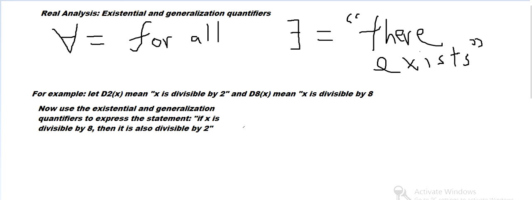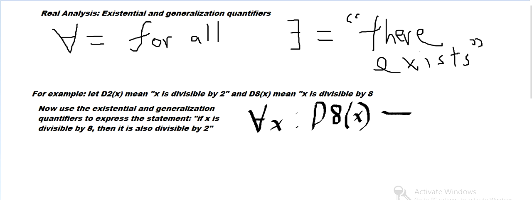So we're saying for any number x, if x is divisible by 8, then it's divisible by 2. So that's any x, or all x. So we can write for all x, and then if x is divisible by 8, that's d8x. So if x is divisible by 8, then that implies x is divisible by 2.